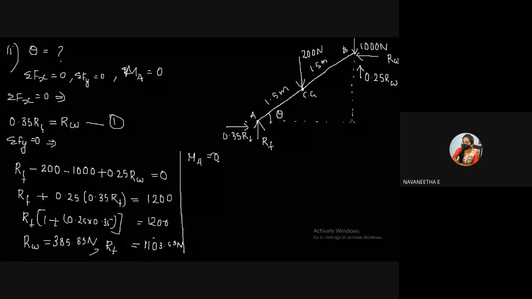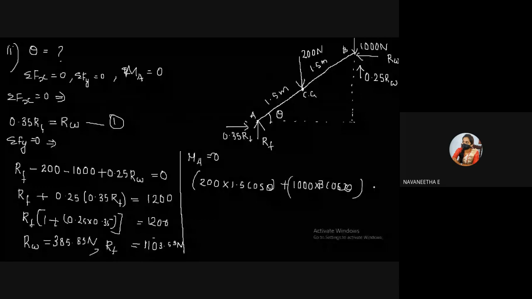So 200 into, same as that of the previous one, 1.5 cos theta. Instead of 60, we can write theta. 1.5 cos theta is positive because it is acting in the clockwise direction, right? Then if we are considering 1000 Newton, it is also positive. 1000 into 3 cos theta. Okay, 3 cos theta.